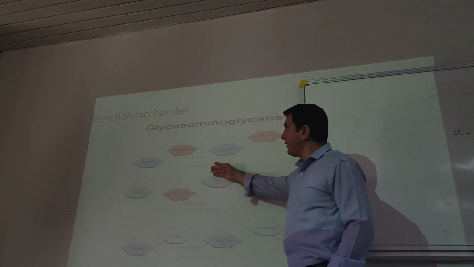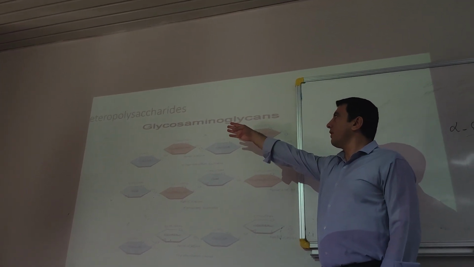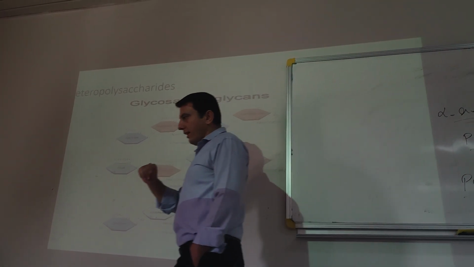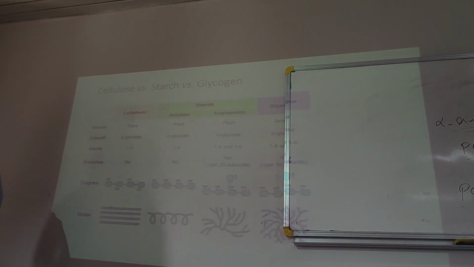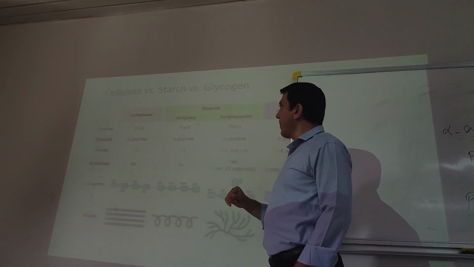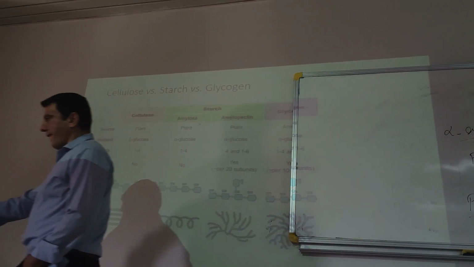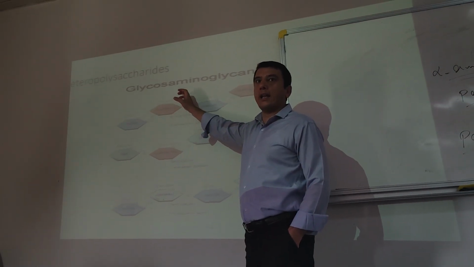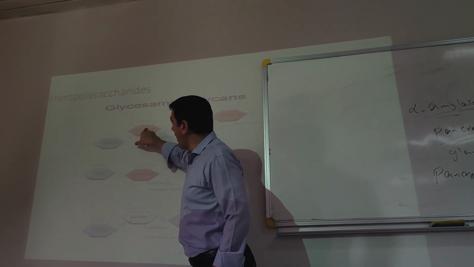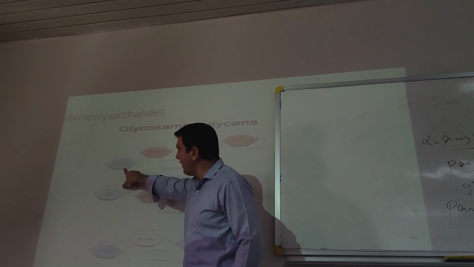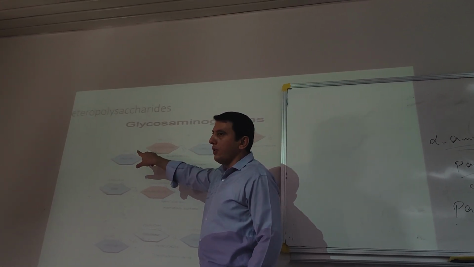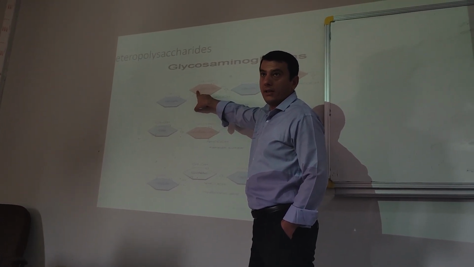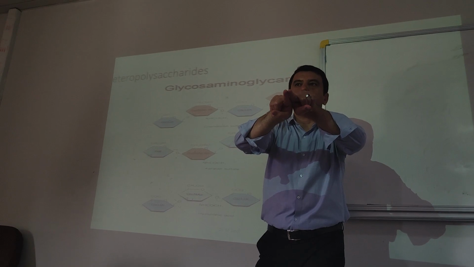Heteropolysaccharides, for example glycosaminoglycans. Let me give you some examples of heteropolysaccharides. As you can see here, in heteropolysaccharides like glycosaminoglycans, we have two types of sugars. For example, here we have glucuronic acid, which is attached to N-acetyl galactose. Two different types of sugar.